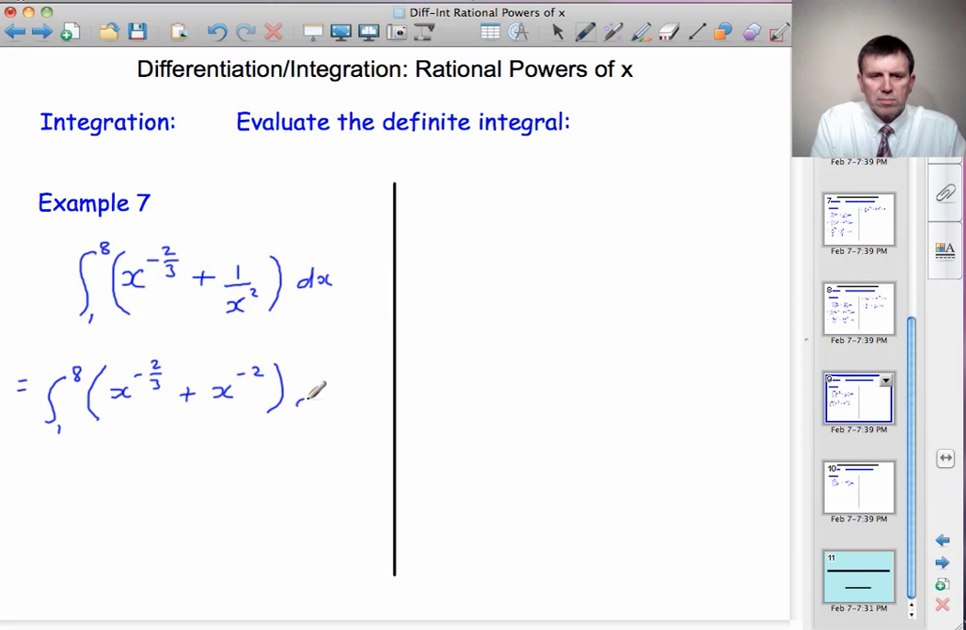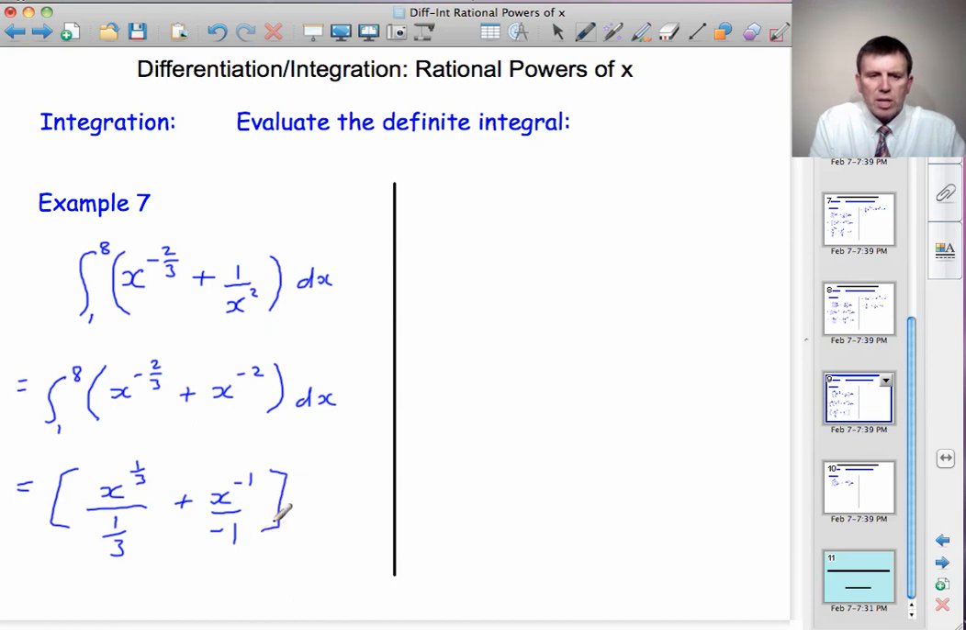Now we integrate. Add 1 to the power. Minus 2/3 plus 1 is plus 1/3. So it's x to the power plus 1/3. Divide by the new power. Plus x to the power, raise the power by 1, we get minus 1. Divide by the new power.